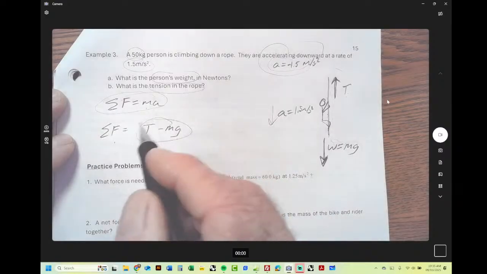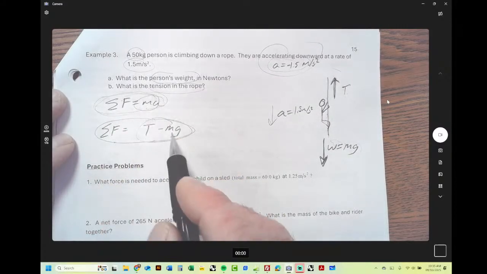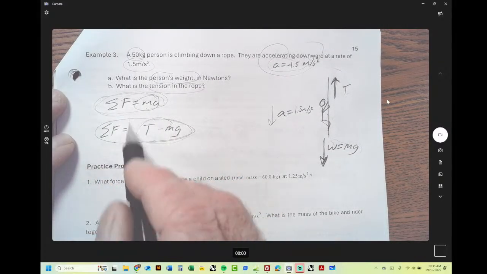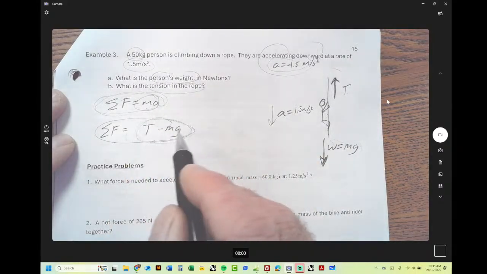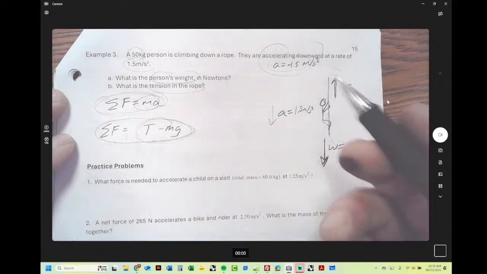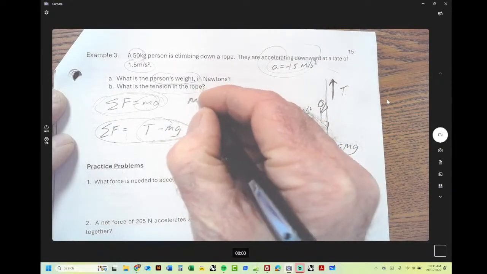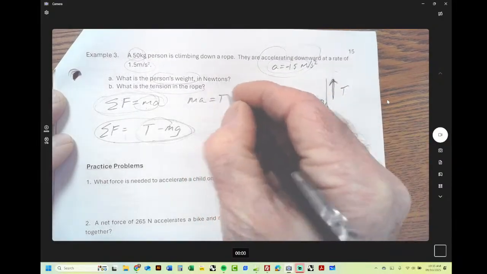Set them equal and then solve. So I've got two different expressions for the same thing. ma equals T minus mg because they're both net force. I could plug in everything and then solve. I'm going to do it the way students generally don't like. I'm going to do it algebraically first because it's actually going to save me a little bit of calculation.